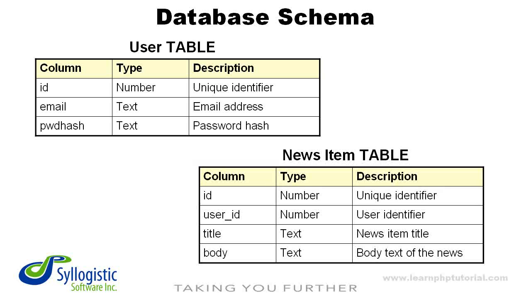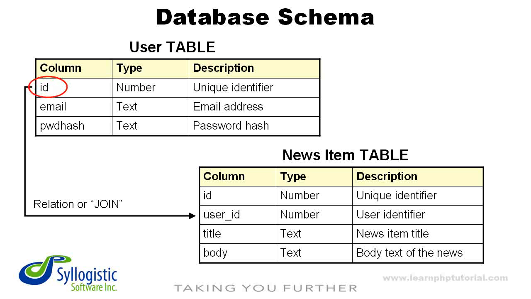Even more importantly, these two tables are connected with something called a relation, or when in reference to a query, join. In this case, the ID column in the user table connects or joins to the user ID column in the news item table. As you might suspect, database schemas can become incredibly complex.